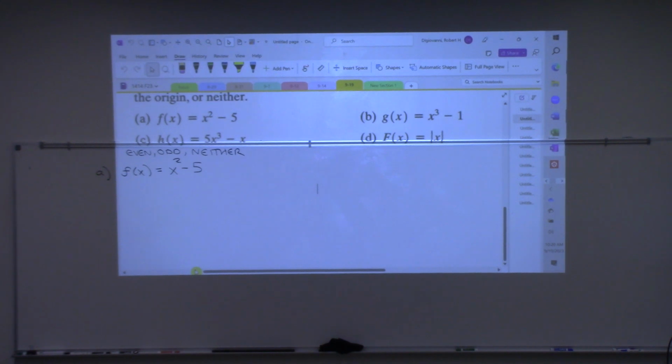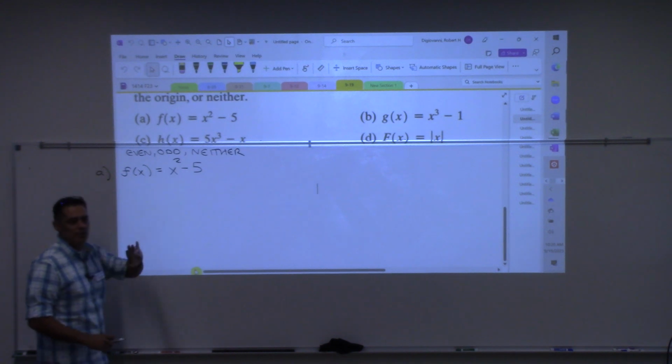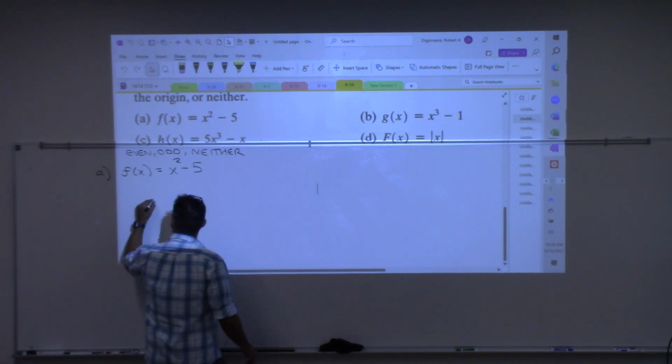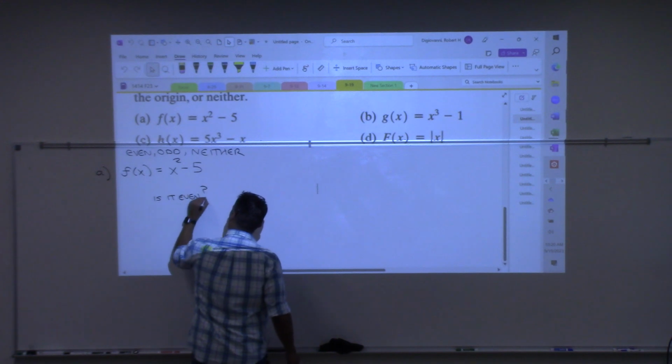All right, so choose which one. Well, to do this, you could just say, oh, look, it has an even power, but you'd be kind of risking it there. You need to check the property. All right, so let's check even first. So is it even?